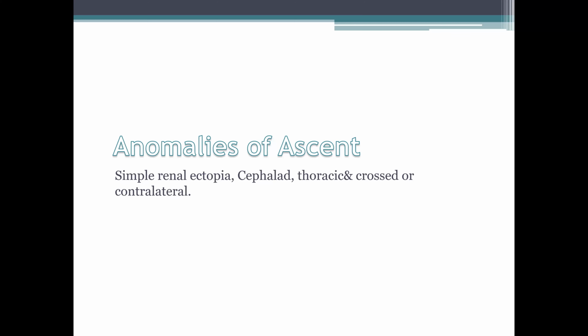So you find that instead of the kidney being in its normal position, you actually have the kidney, for example, in the pelvis. Okay, so you have the kidney at abnormal positions. So we can have simple renal ectopia. We can have cephalad. We can have thoracic. We can even have crossed or contralateral anomalies of ascent.